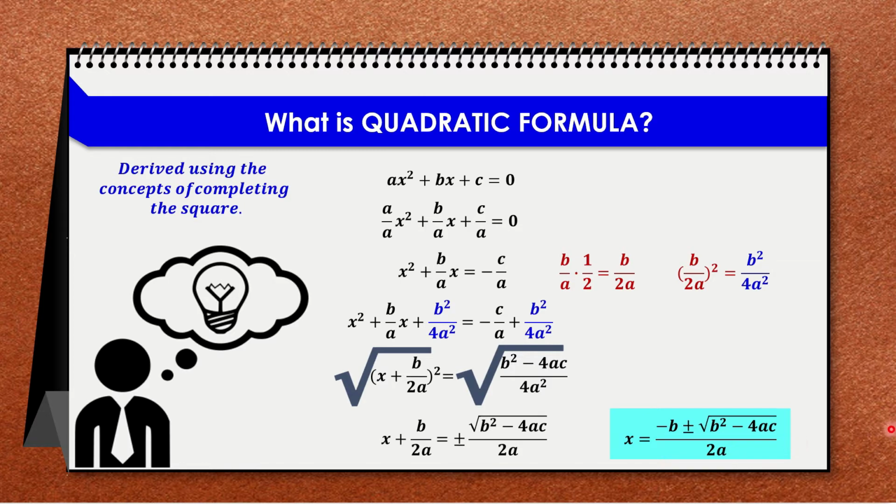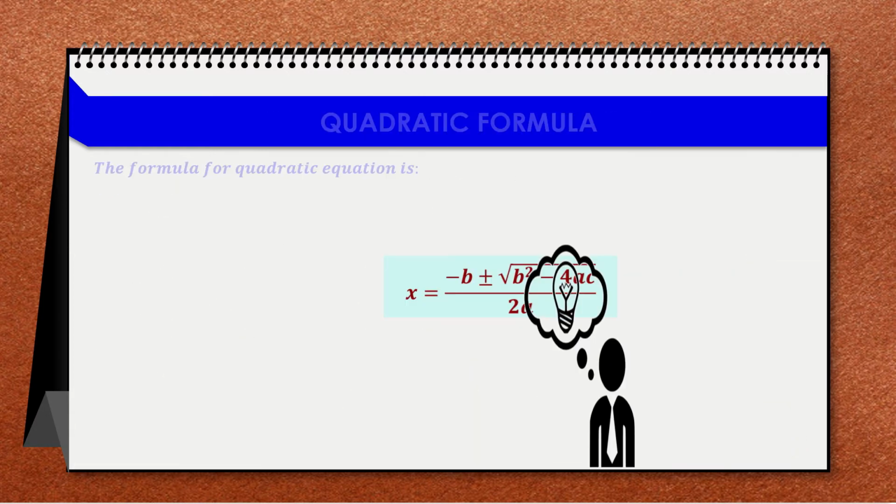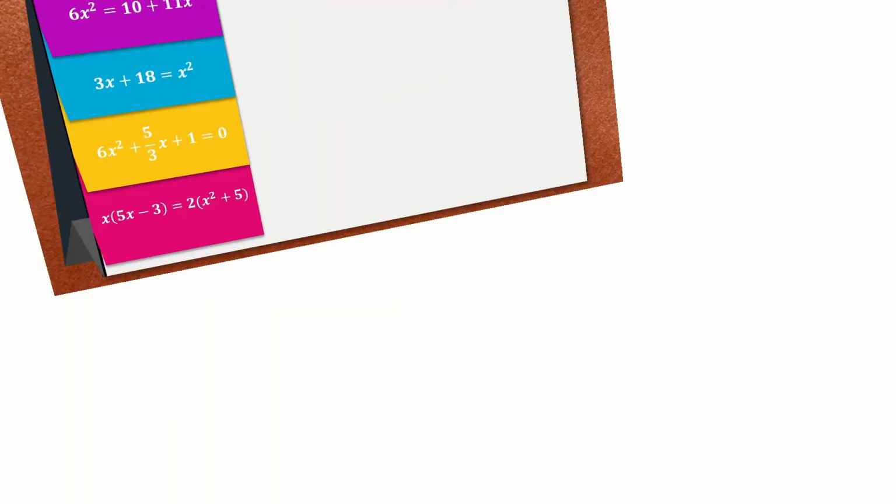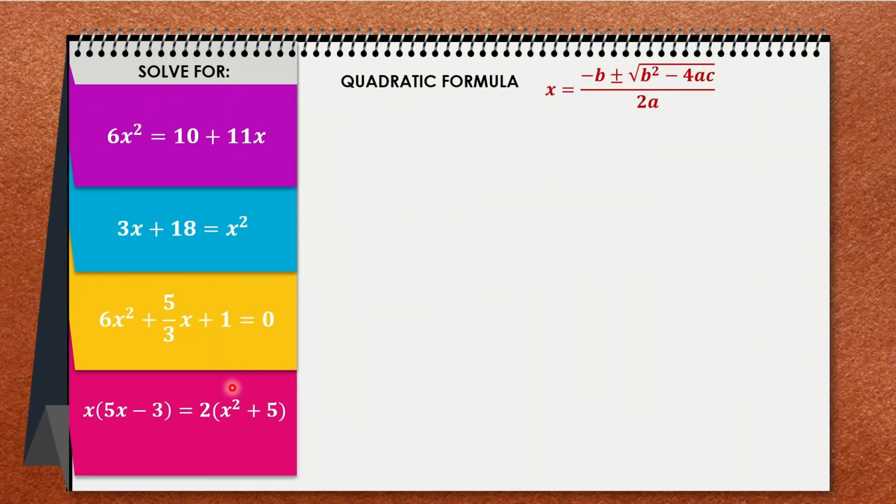So let us use the quadratic formula now in solving quadratic equations. Remember that in order to use the quadratic formula, we need to first identify the values of a, b, and c of the equation ax squared plus bx plus c is equal to 0. So, let's begin. Let us solve the following equations using the quadratic formula.